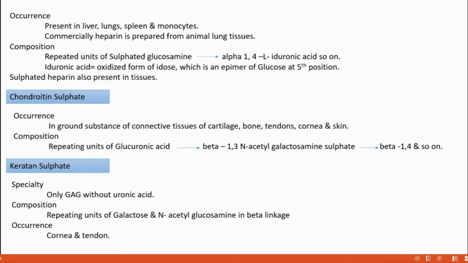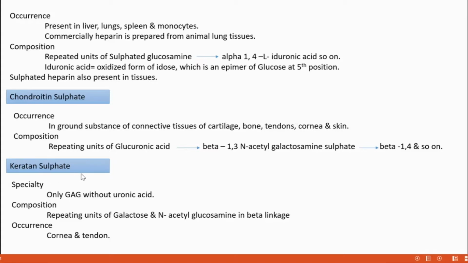The next mucopolysaccharide that we are going to see is chondroitin sulfate. It is found as the ground substance of connective tissue of cartilage, bone, tendons, cornea, and skin. Composition: the repeating units are glucuronic acid, beta-1,3-N-acetylgalactosamine sulfate, beta-1,4. These units repeat again and again to form chondroitin sulfate.